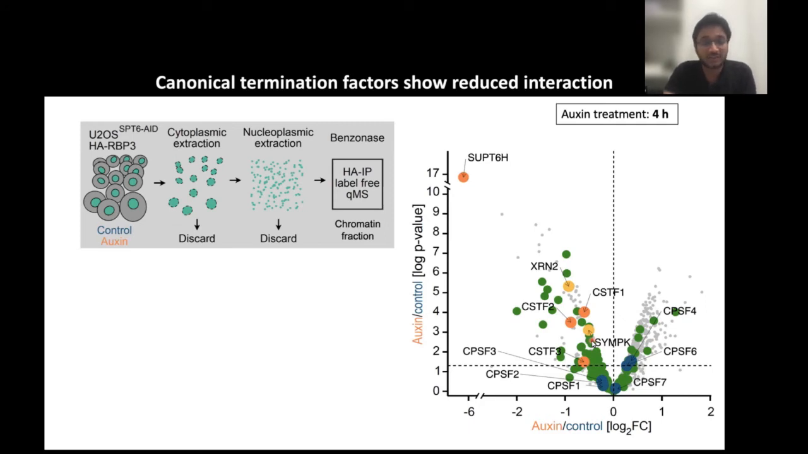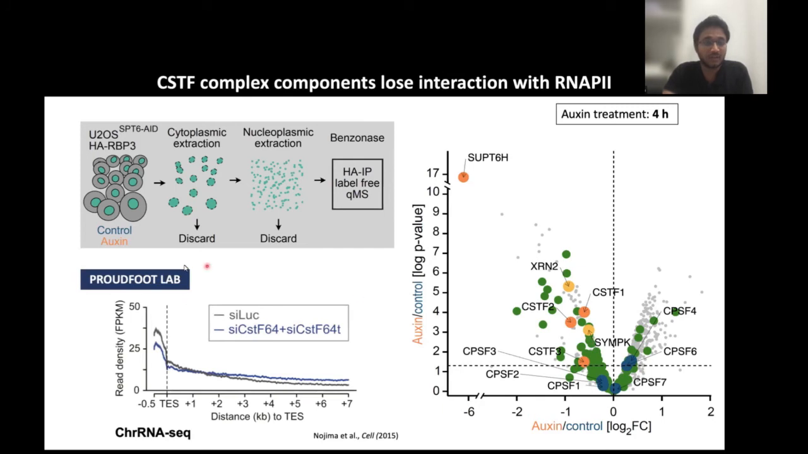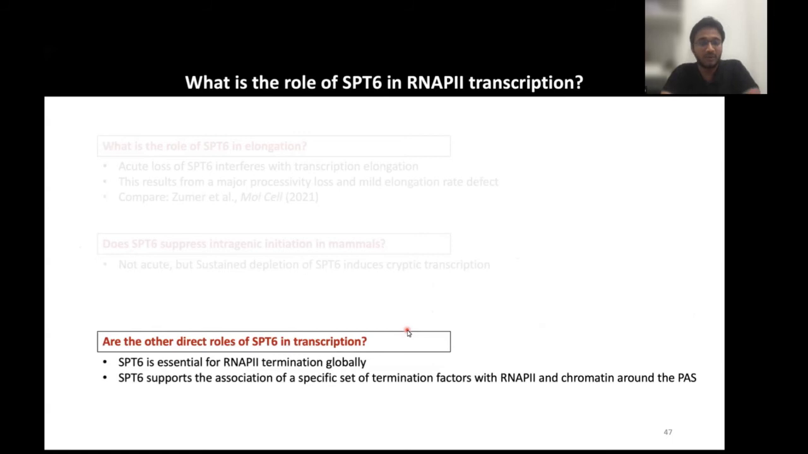In the literature, there seems to be some hint towards that back in 2015, as published by the Proudfoot Lab. They also observed a similar defect of read-through transcripts when they silenced CSTF64, which is a synonym of CSTF2. Which brings me to the conclusion of the last part. We think that SPD6 is essential for RNA pol2 termination globally, and that it probably does so by supporting association of a specific set of termination factors around the polyA site.